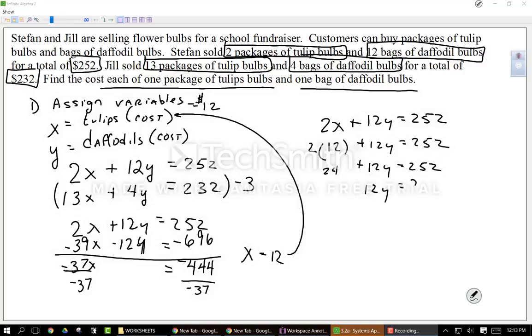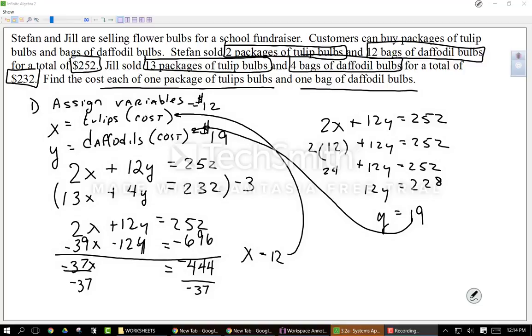So that's 228. Then I'm going to divide by 12, and I get 19. So 19, we said, was the cost of a daffodil. So $19 for a daffodil bag.